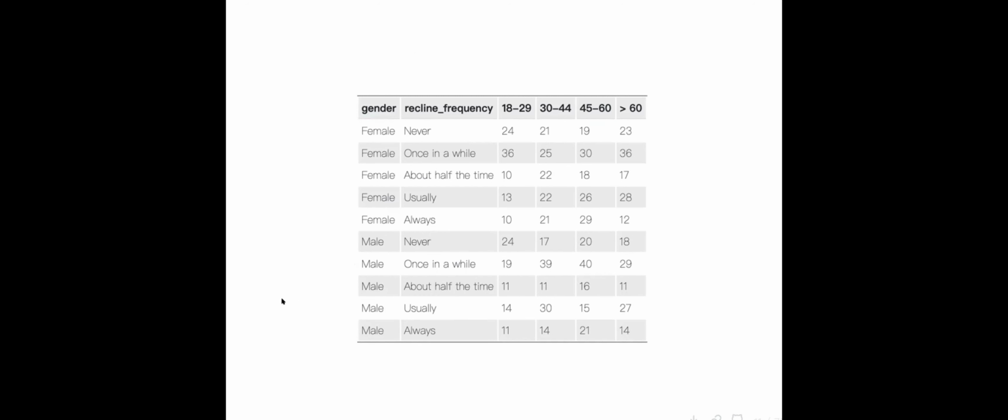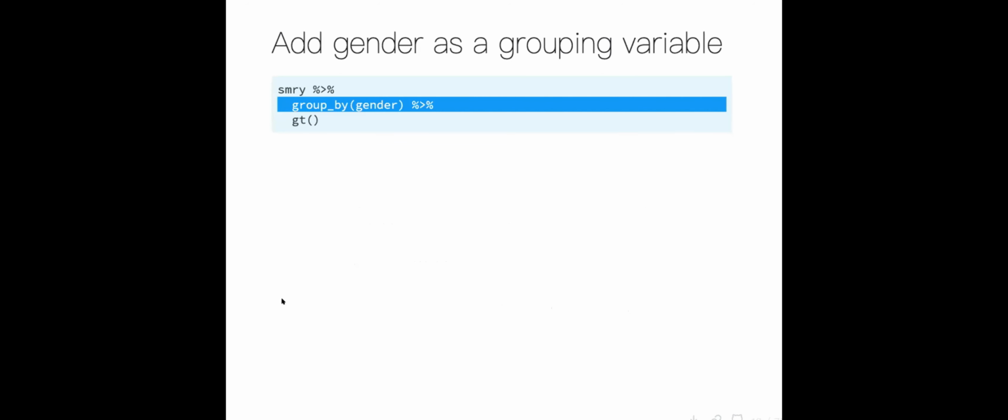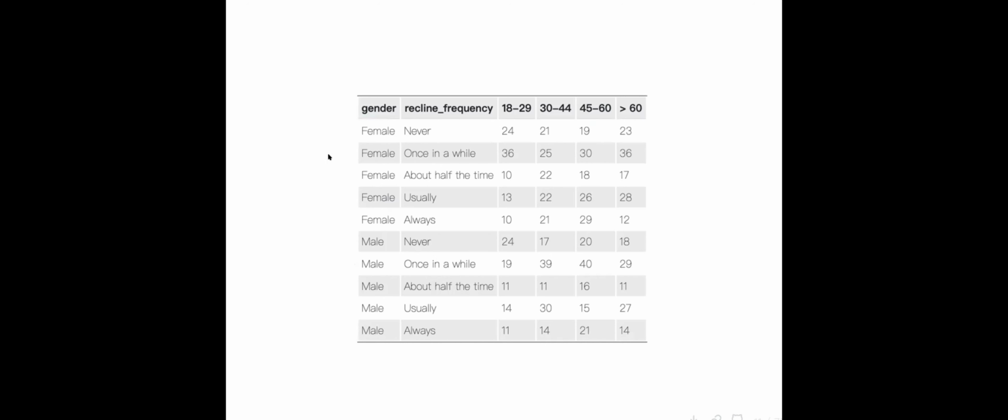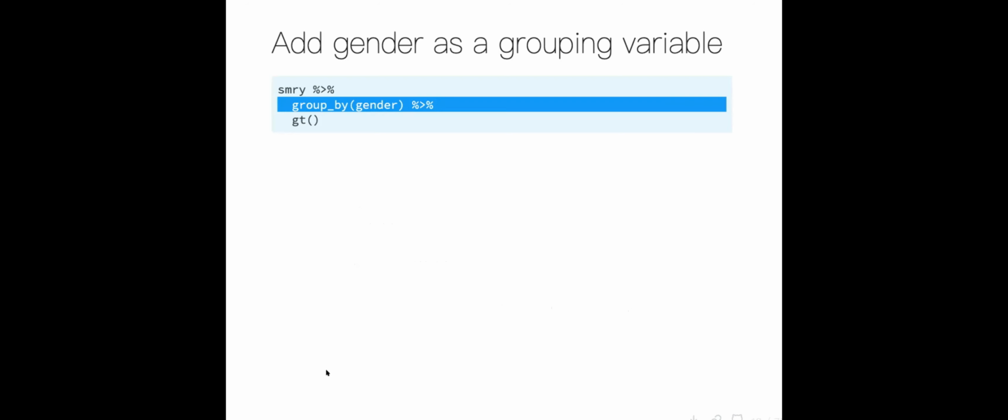But this isn't a great table. It's not a horrible table, but it could definitely be better, right? One of the things we might want to do is say, well, we're just saying female, female, female, female, female, male, male, male, male, male. We might want to just group the rows by female and male and not repeat that over and over again. This is actually one of my favorite things about GT.